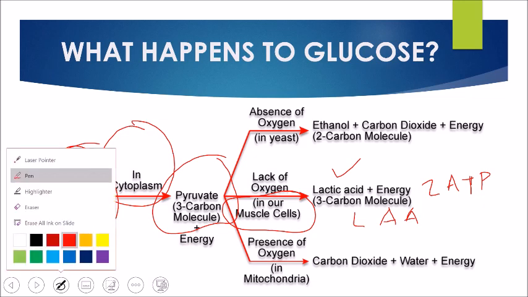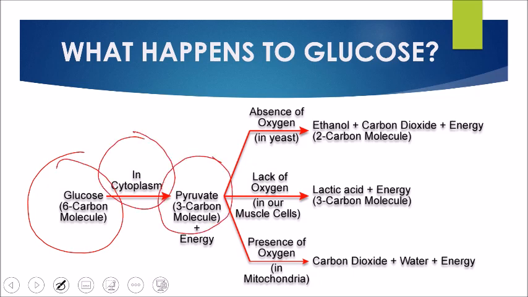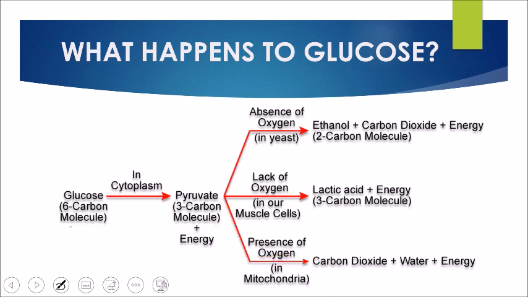Coming to aerobic respiration. Aerobic respiration is a process in which glucose in the cytoplasm breaks down into pyruvate, and this pyruvate, in the presence of oxygen, in the mitochondria, breaks down into carbon dioxide, water, and here how much energy is released? It is 36 ATP molecules. So when 36 ATP molecules are released in the form of energy, it's aerobic respiration. So I hope this is clear. You can see this is anaerobic and this is aerobic respiration that is taking place.